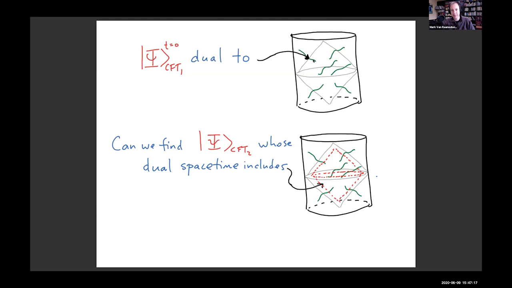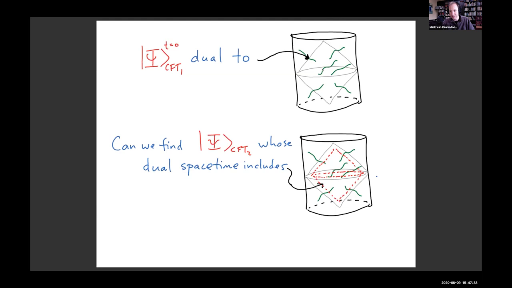And so then what I want to ask is, can I find a state of CFT2, some other CFT, where the space-time dual to that state includes an arbitrarily large portion of that causal region?